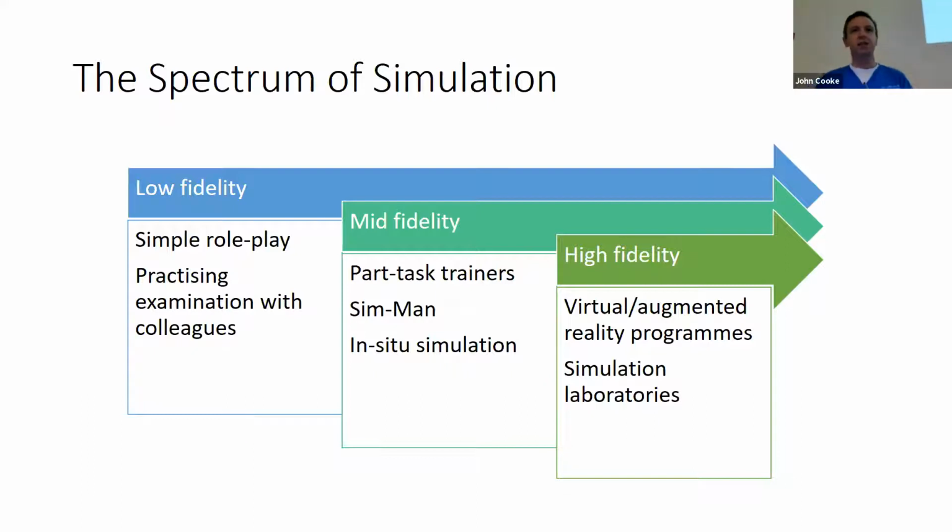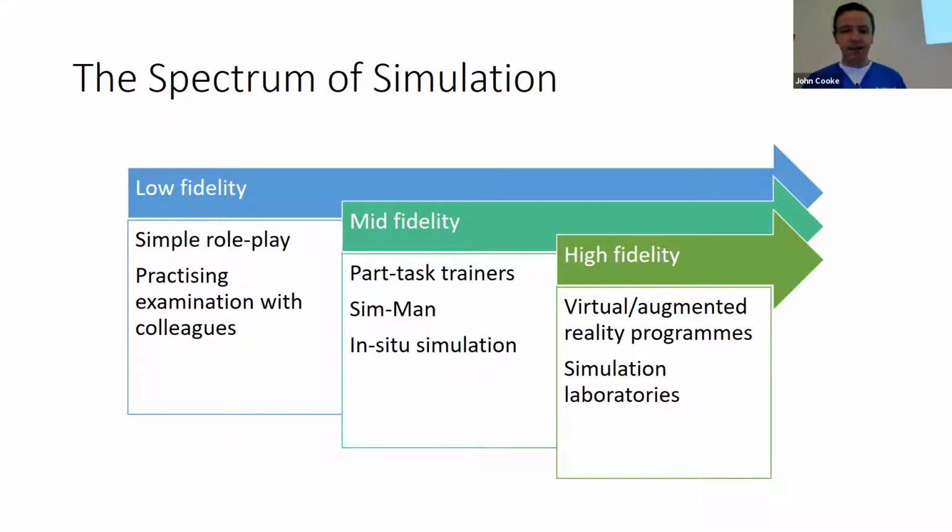In-situ simulation is the other thing that fits into this mid-fidelity category, and this is where you try to bring your trainee into their workplace and simulate an event within the workplace. So you are getting quite good fidelity because, of course, they're right in the place where they're going to be. But I'll talk in a minute about some of the pros and cons of that approach.